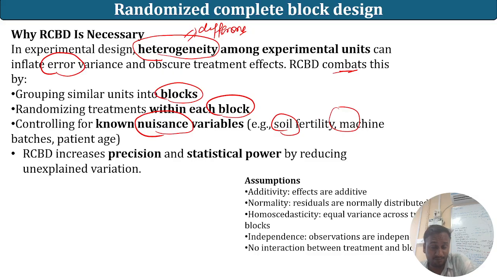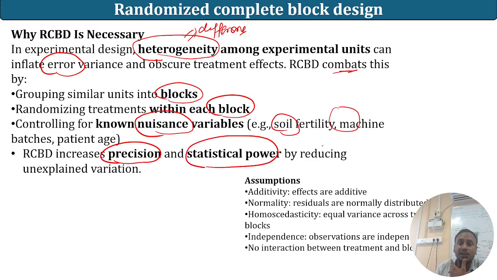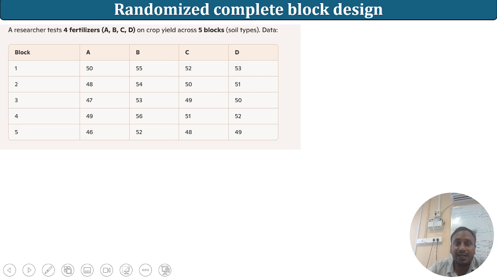But we don't have as much control over interactions: when the soil changes with the fertilizer, interactions come into the picture, so that will go to two-way ANOVA. RCBD actually increases the precision and statistical power by reducing the unexplained variation, the nuisance variables and so on. The assumptions are similar. So can we solve one problem in a similar way?